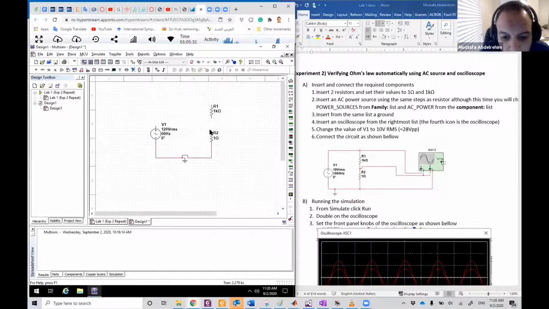That's fine. Then connect this to this. And connect this to V1. Okay. Then we're gonna need oscilloscope. This is not good. Let's draw it. I don't like this one. So let's do it again. Yes. Going.